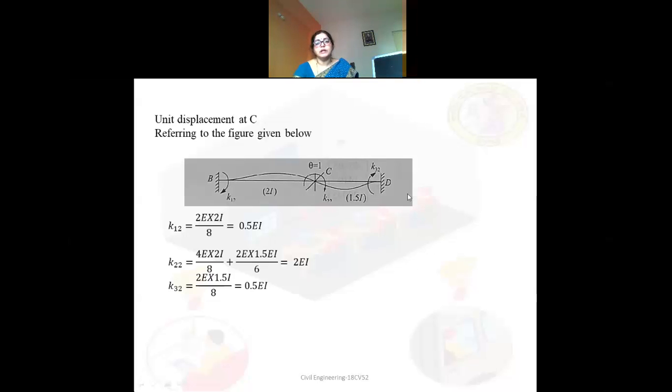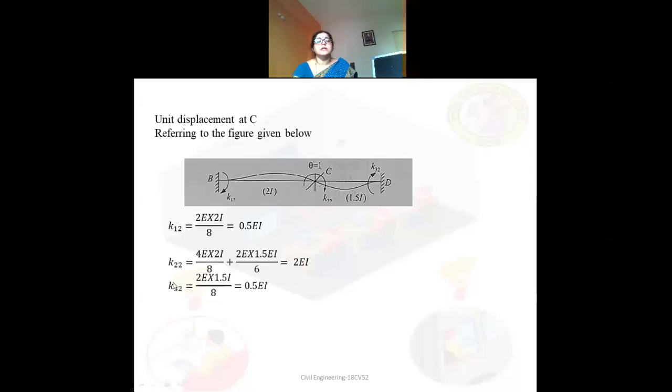There is no horizontal or vertical translation, so delta will be 0. Then theta D is also 0, only theta C will be there, so it is 2 theta C. In place of theta C, write 1. When you calculate that, you are going to get 2E into 1.5 EI by 6, so it is 2 EI.